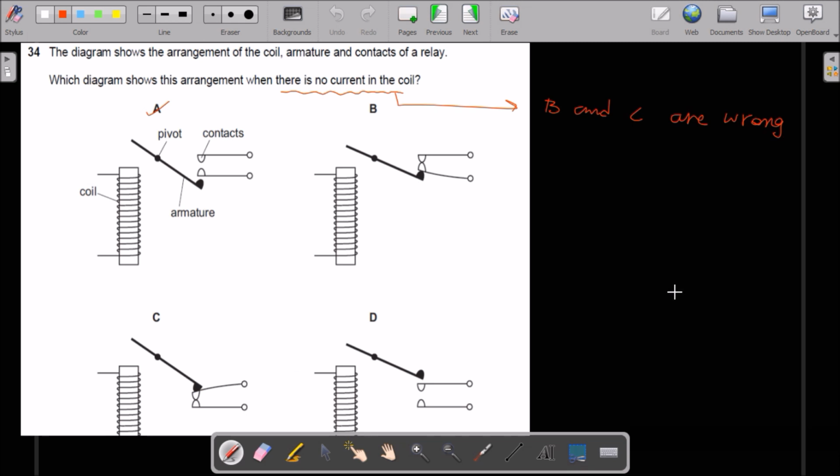And we know that when current comes to the coil, one part of the armature comes down and touches the coil. That's why the other part of the armature goes up and contacts the contacts. That's why D will be wrong as well, so A will be right.